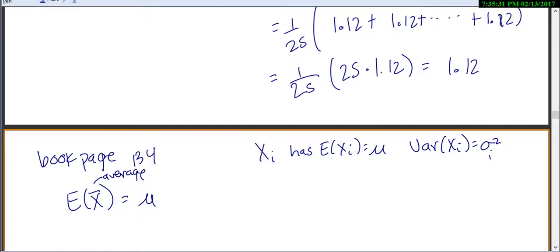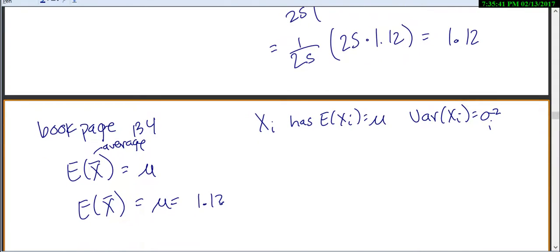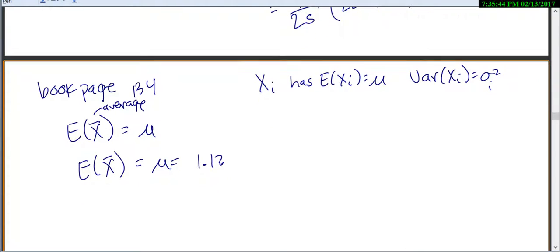So in our case, the expected value of x bar is just equal to mu, which in our case was 1.12. And so you didn't actually need to do all of that work for this homework problem. If you remembered, we did that one little thing. And the book also tells us that the variance for your average is just equal to sigma squared over n.